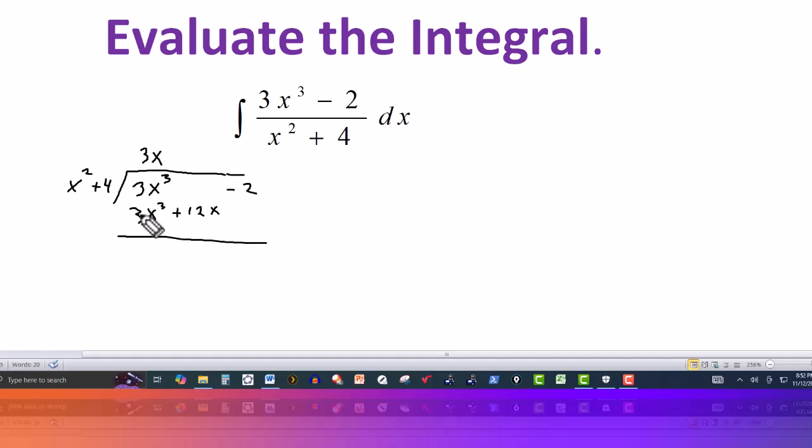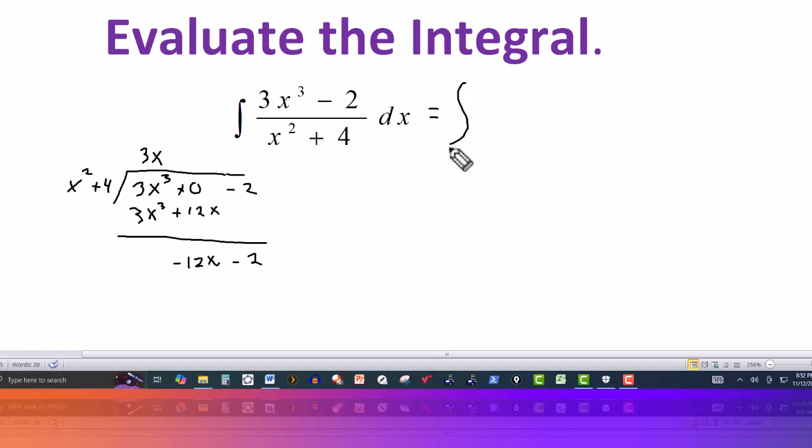3x cubed minus 3x cubed gives me 0. And here we have a 0 here. Minus 12x will give us a minus 12x. And 0 from minus 2 will give us a minus 2. And that's as far as we can go here, because the degree of the remainder is less than the degree of the divisor. So let me rewrite this over here then.